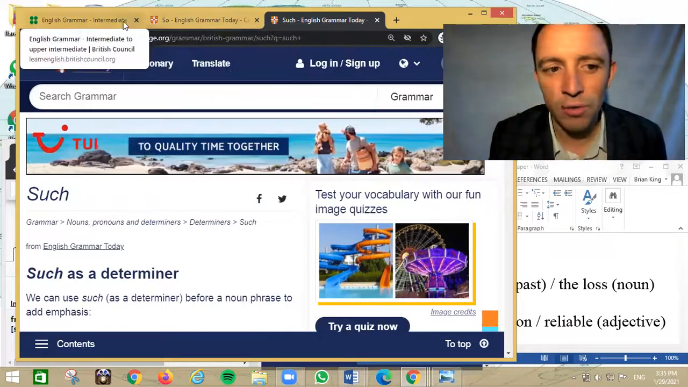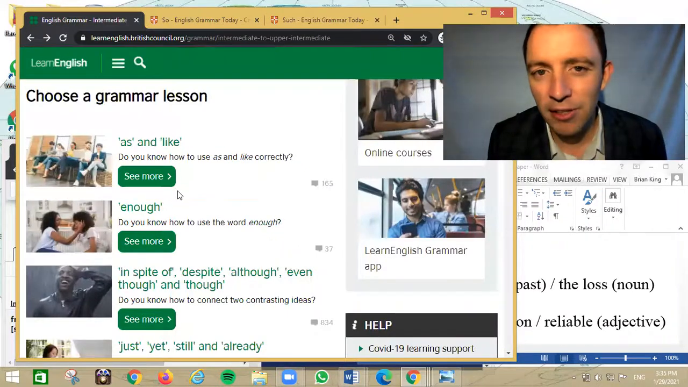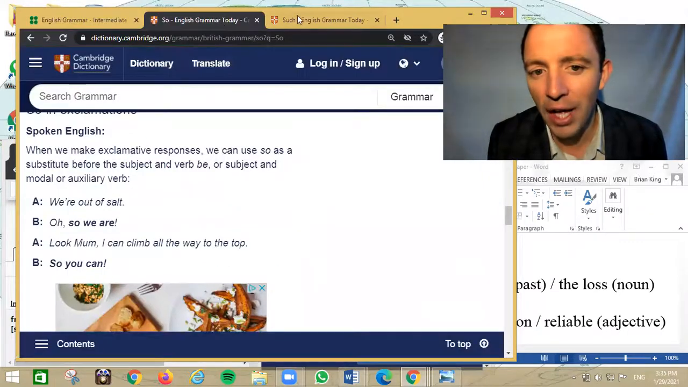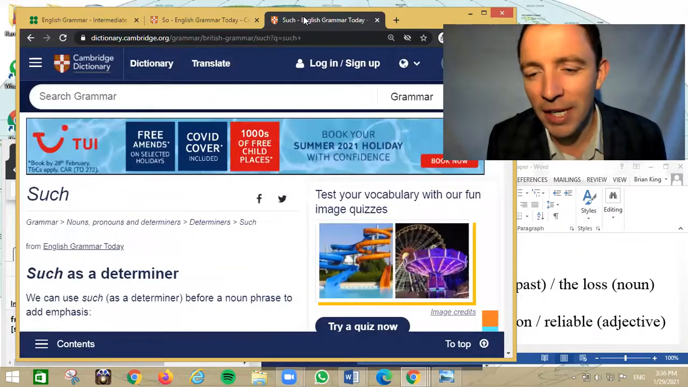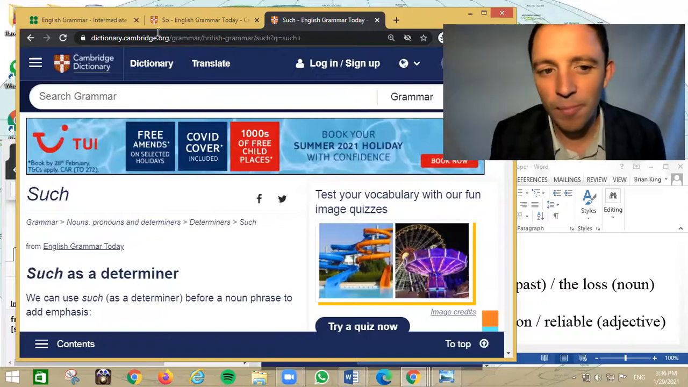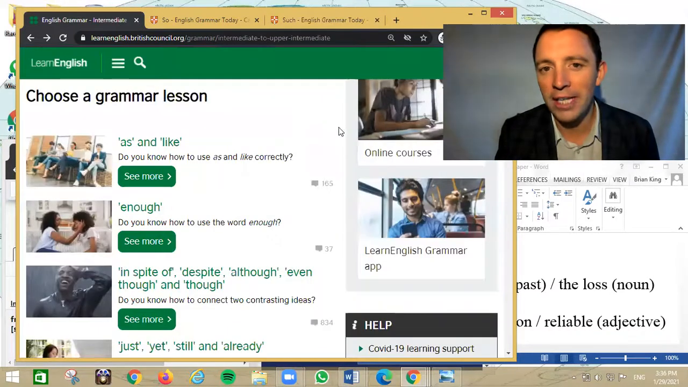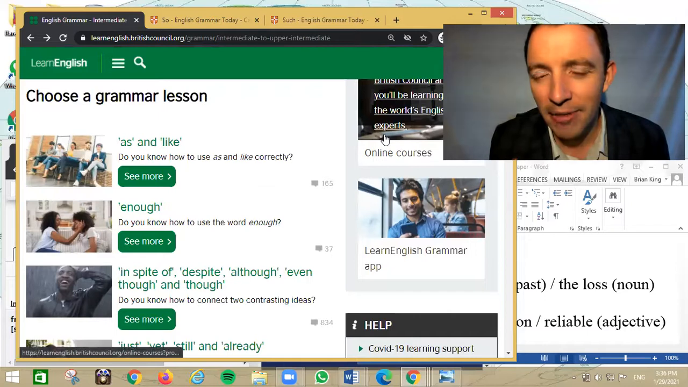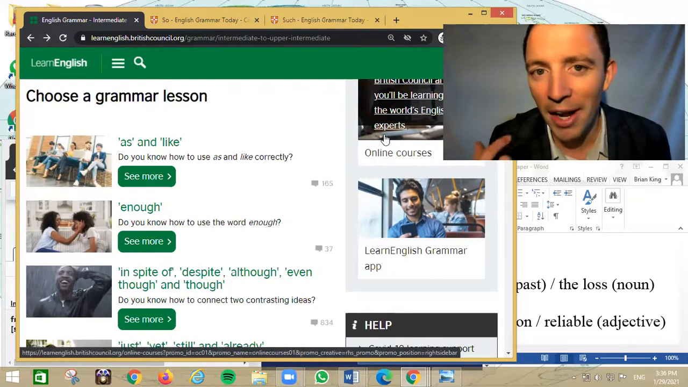And that's it. So that's very good work, very, very high level, very advanced, probably proficient in some senses of so and such. So to review, we did the British Council explanation with some exercises, and then we moved to the Cambridge website to discuss so, and then we moved to the Cambridge website again to continue with such. So well done. I will try to continue with more videos myself next week in relation to grammar, and I hope this video helps you a little bit.